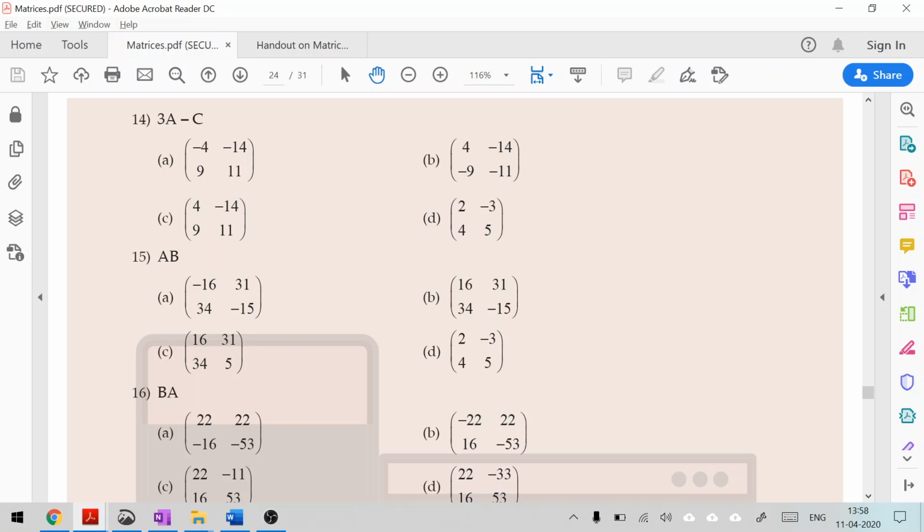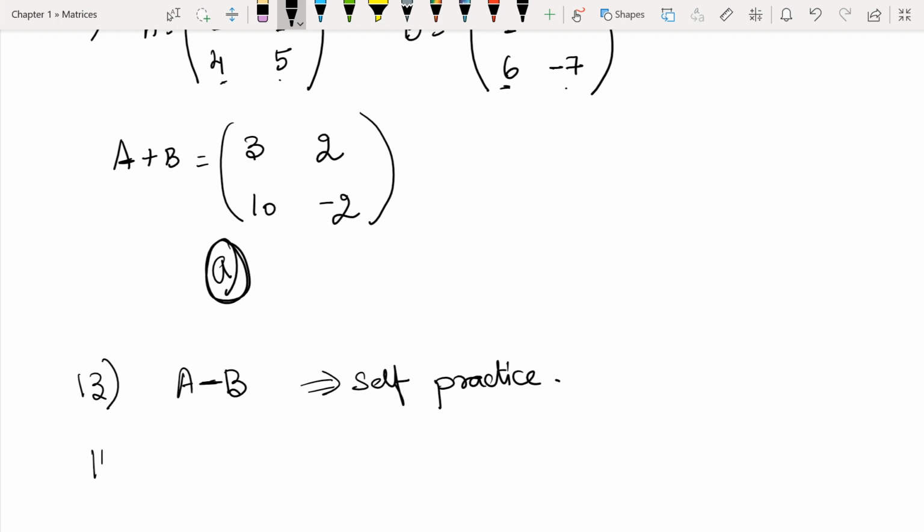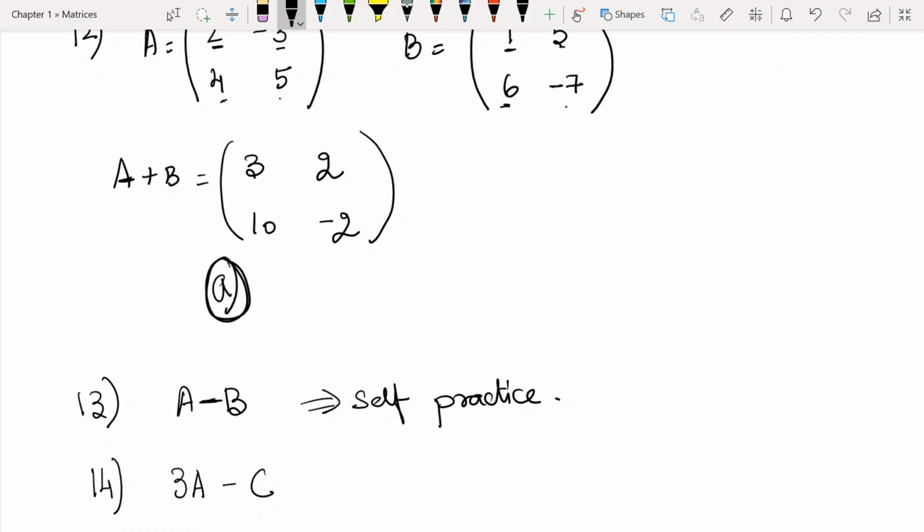Fourteenth one. I'm going to show you the 14th one now. 3A minus C we are going to do. Okay. So the 14th one talks about 3A minus C. So first I'm going to write down what is 3A.